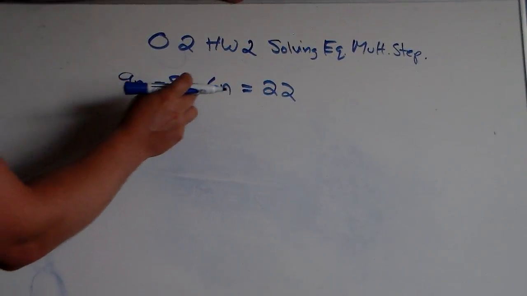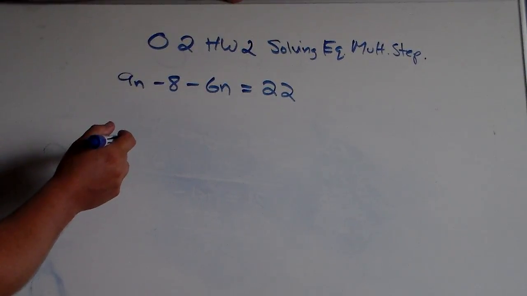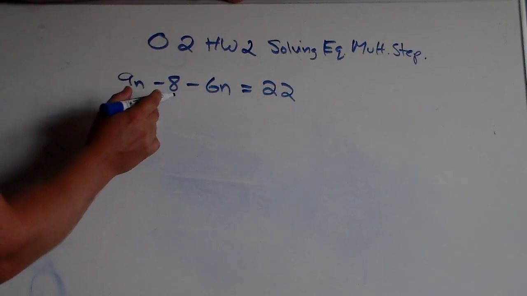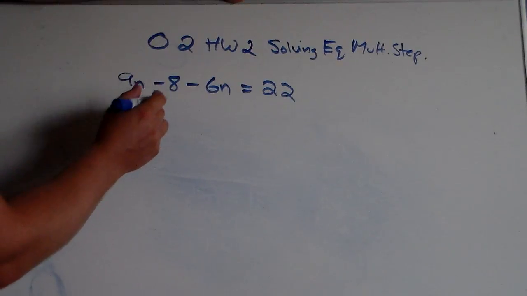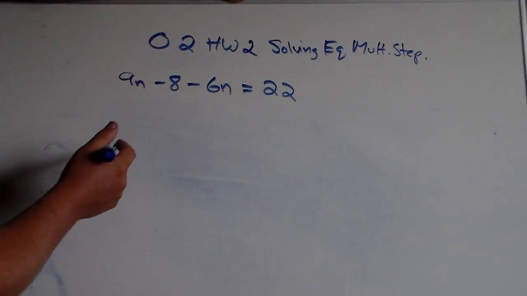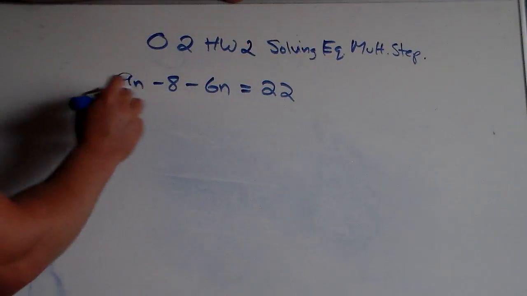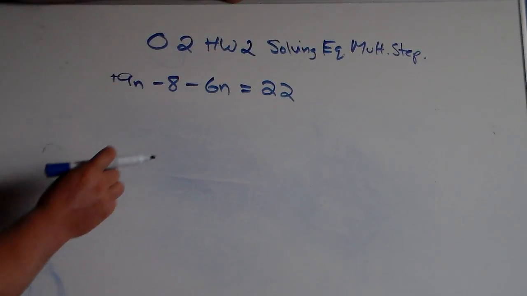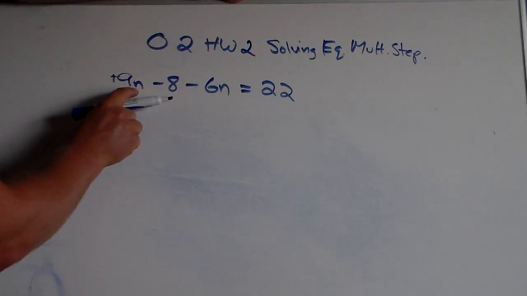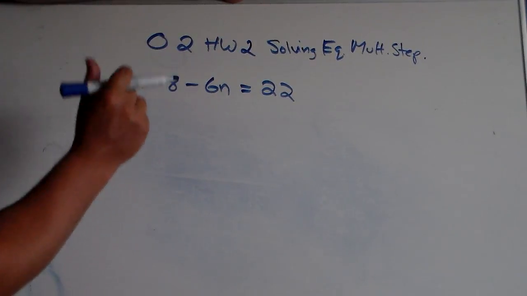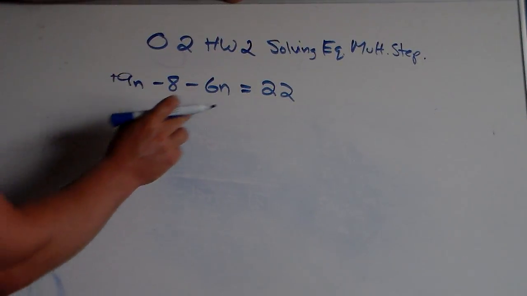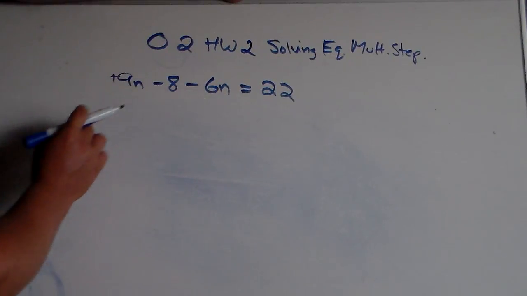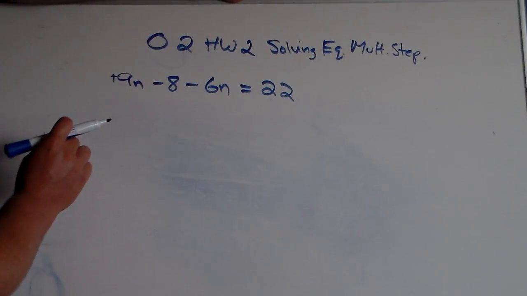We have 9n and negative 6n. They're both like terms. Notice that the negative 8 doesn't have an n, so we cannot combine the negative 8 with the other two numbers. But we can combine the two n's, even though they're separated, and there's a negative 8 in between the two of them. But since they both have an n to the first power, we can combine them. And they're also both on the left-hand side of the equal sign, which allows us to combine them.